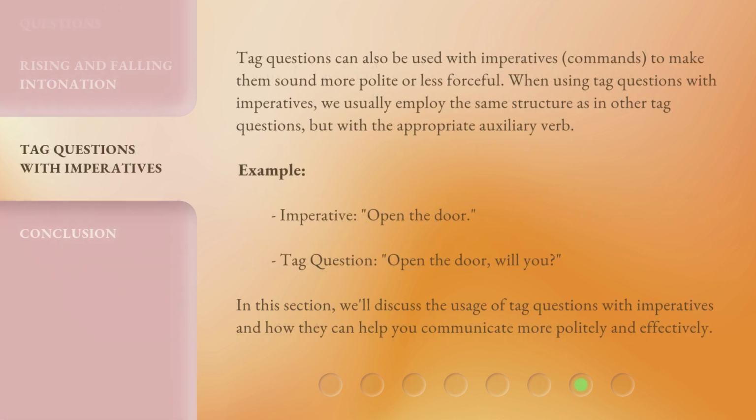Tag questions can also be used with imperatives, commands, to make them sound more polite or less forceful. When using tag questions with imperatives, we usually employ the same structure as in other tag questions, but with the appropriate auxiliary verb. Example: imperative, "Open the door." Tag question, "Open the door, will you?" In this section, we'll discuss the usage of tag questions with imperatives and how they can help you communicate more politely and effectively.